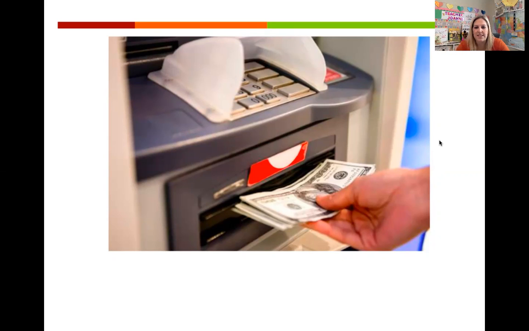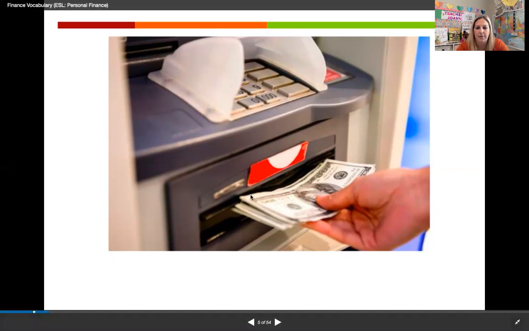Can somebody think of a sentence? What is happening? Can we use the word withdraw or deposit?